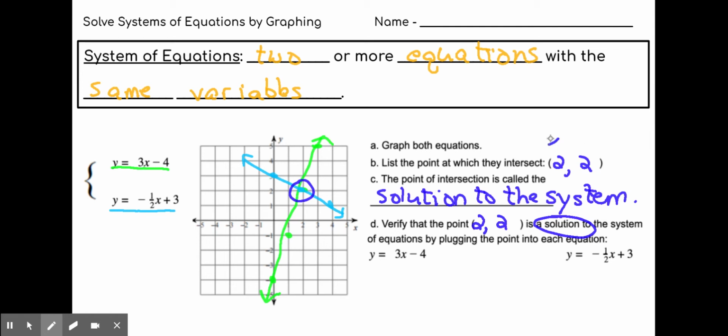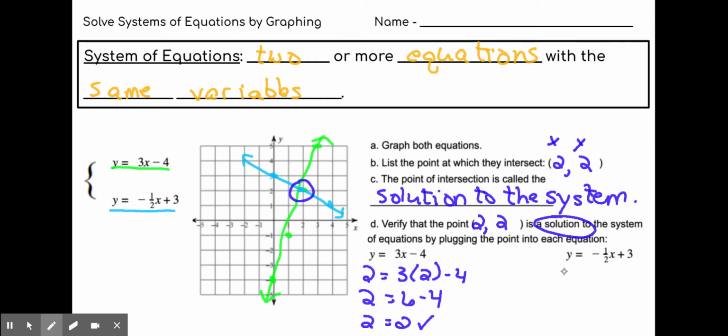Now, this one's a little weird because it's got the same x coordinate and y coordinate, but the x coordinate is 2, the y coordinate is 2. So for y, I'm going to plug in 2 equals 3 times the x coordinate, 2, minus 4. So this is 2 equals 6 minus 4. And guess what? That's a true statement, right? 6 minus 4 is in fact 2. So (2, 2) is a solution to the first equation, and that means it's on that line. If it is a solution to that equation, it is on the line.